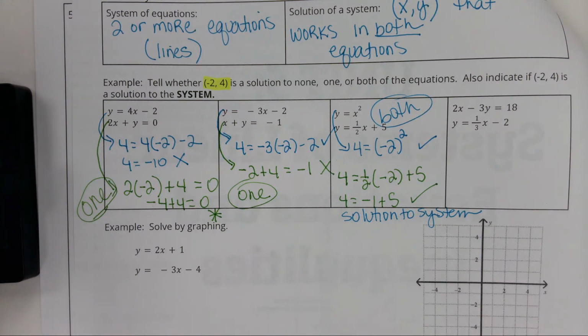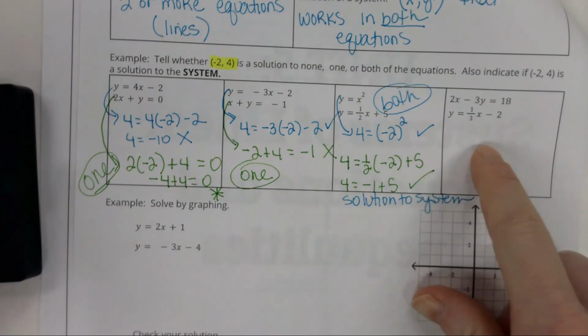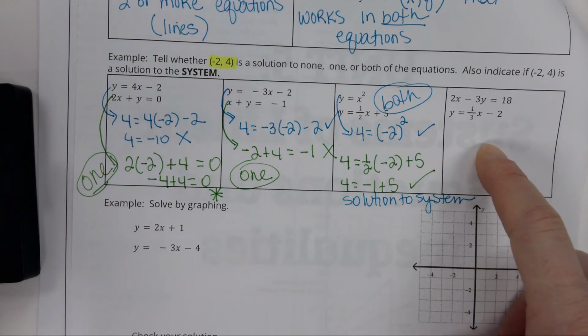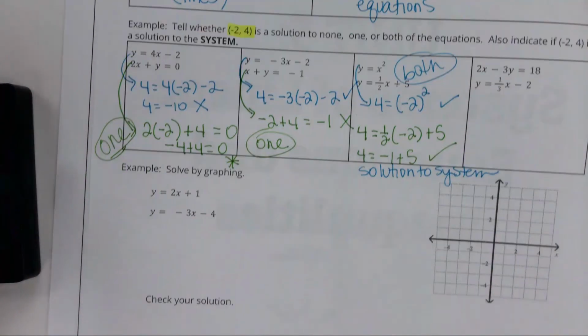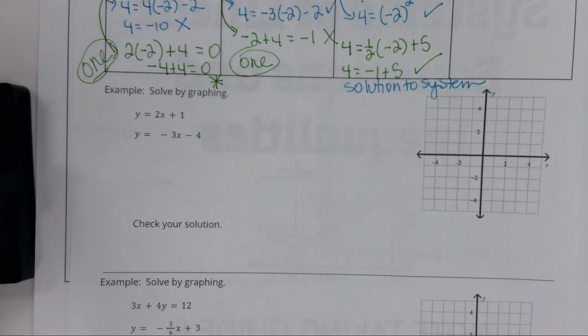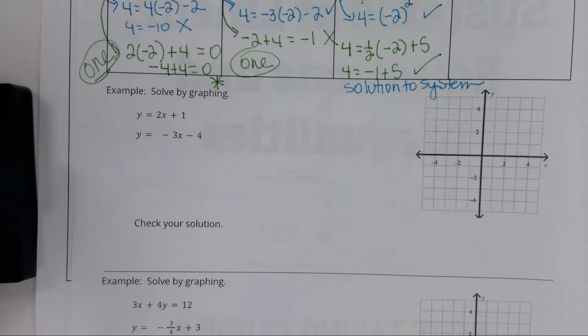Okay, we got it. Now, I think you got it. I don't want to do extra examples. I would rather give you some time to practice it. The second thing that we're going to do is solve by graphing. Solve by graphing just means we're going to graph both lines and see where they meet. That's it. That's why I said you needed to know how to graph.